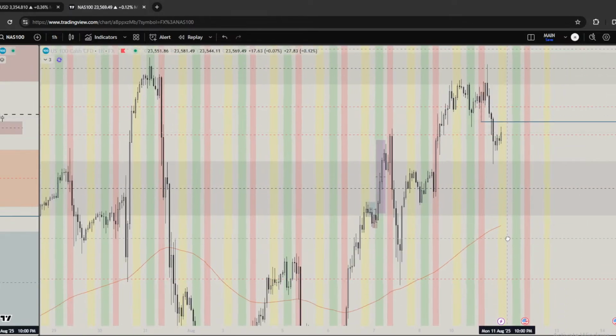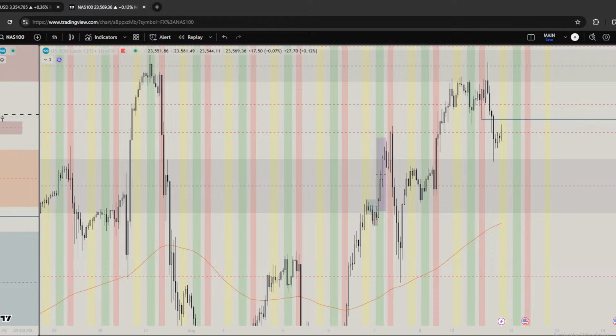I think I like this one. I think I like this one.